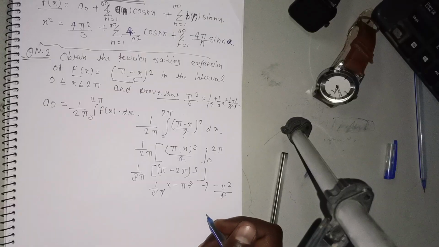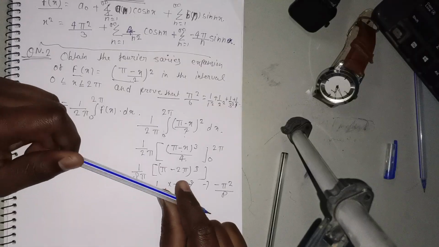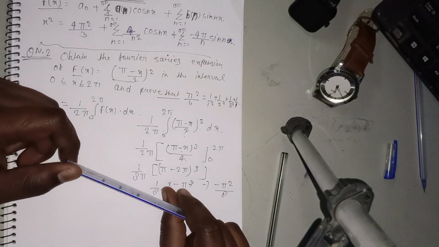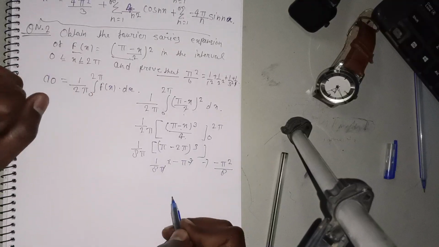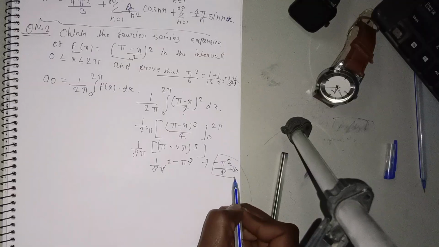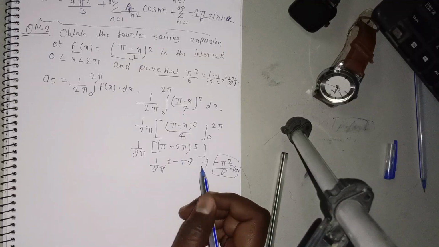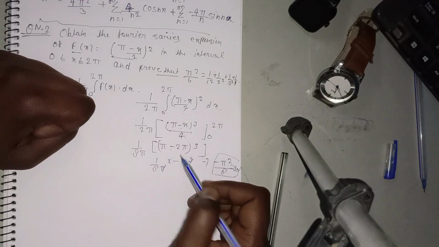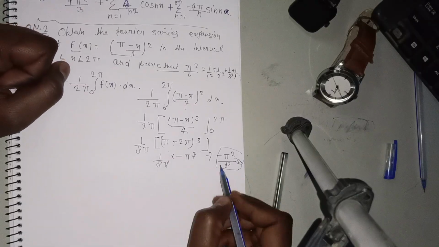Pi square upon 8, is this correct or not? Yeah, so this is the value of a naught. According to me, I think I'm making some mistake. I don't know what that mistake is. Integration we have done rightly. Maybe the problem is in the integration, although this is a naught.